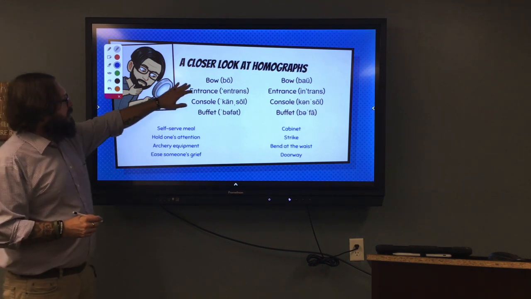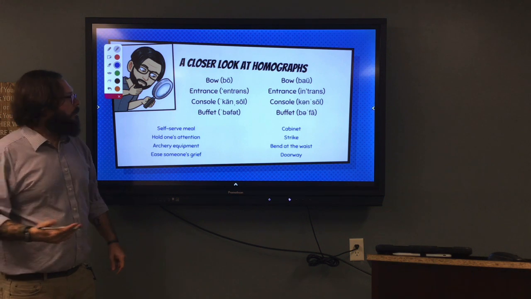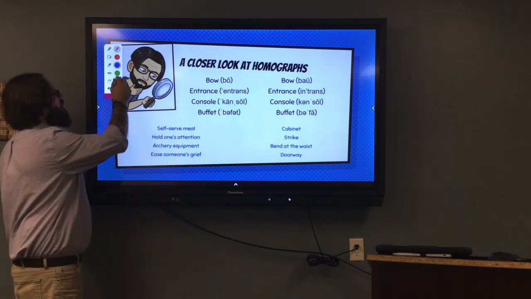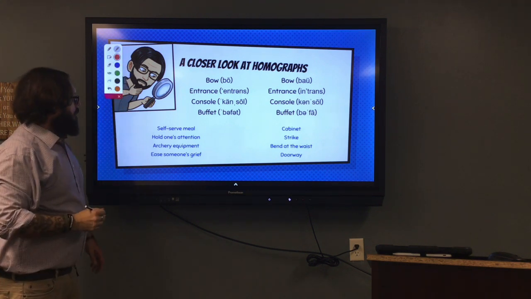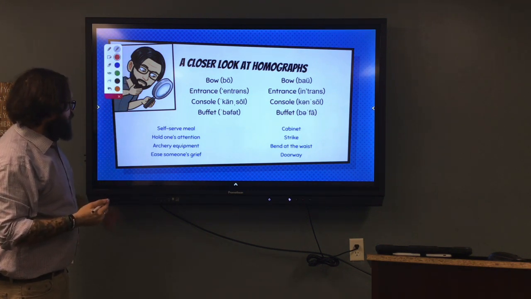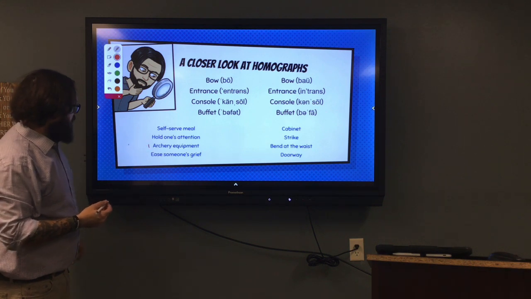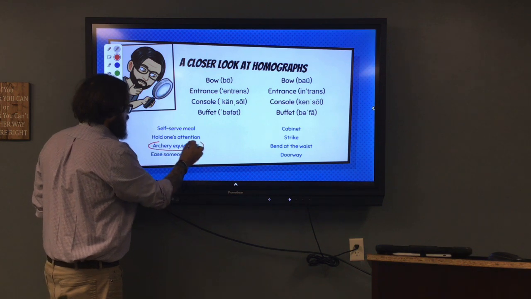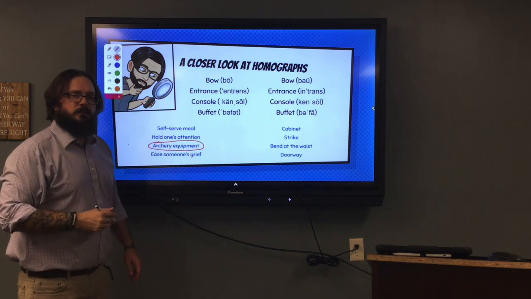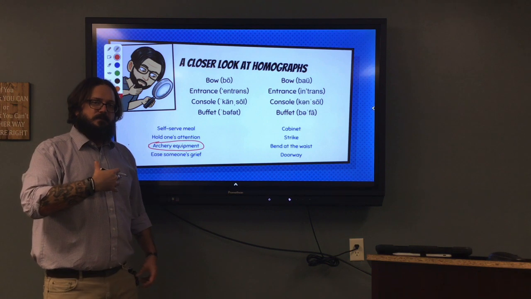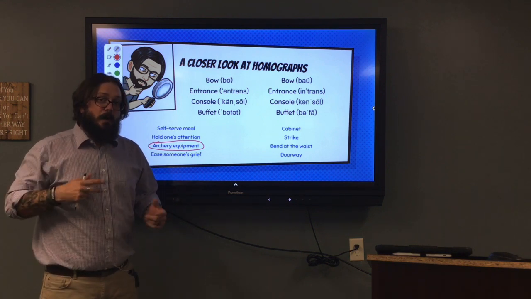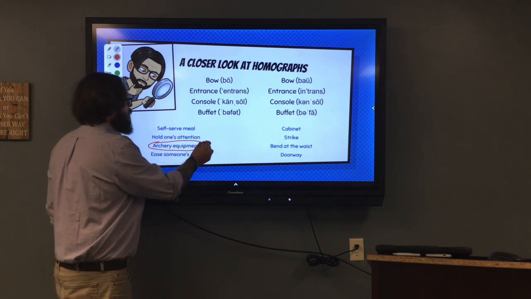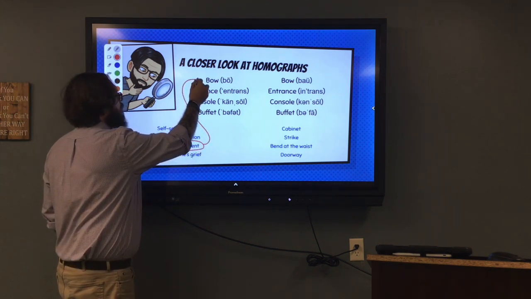In our first example, we have bow. All right, so we have our long O sound, bow. What is a bow? Well, if we look at our definitions, we see archery equipment right here. So archery equipment, if we think of archery, any fans of Green Arrow, using a bow and arrow, that would be the definition of bow.